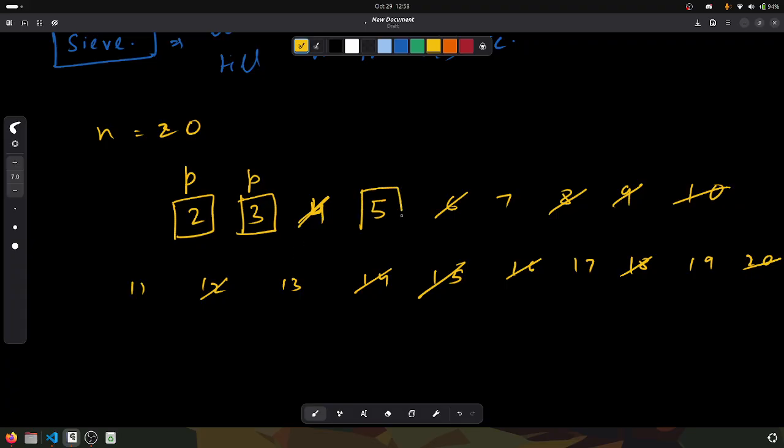Since we have already cut out 4, that means 4 is not a prime number. So the next prime is 5. Now we need to remove the multiples of 5. So 10 is already removed, 15 and 20 are also removed. So 5 is now the next prime. 6 we have already cut out, so 7 will be the next prime. 7's multiples have all been cut out. Then 11, then 13, then 17 and then 19.